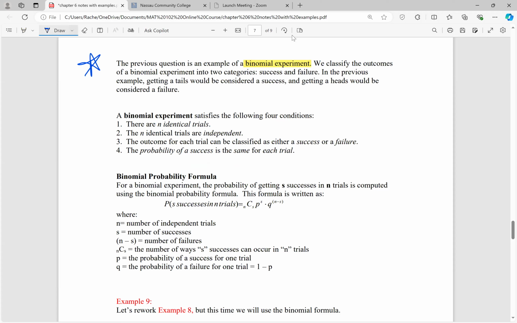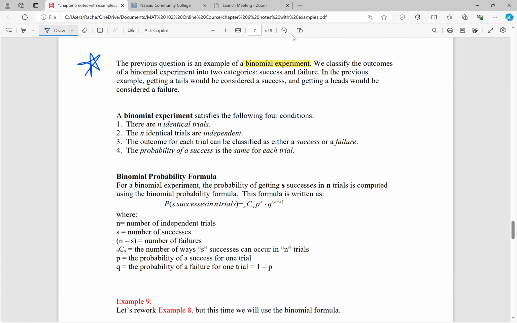We can classify the outcomes of a binomial experiment into two categories, a success and a failure. In the previous example, getting tails would be considered a success and getting heads would be considered a failure. So whenever we speak of a binomial experiment, you have to always think that there's 2 categories, 2 possible outcomes, either a success or a failure. A success, though, doesn't necessarily have to be something good, and a failure doesn't necessarily have to be something bad. That's just what we call it.